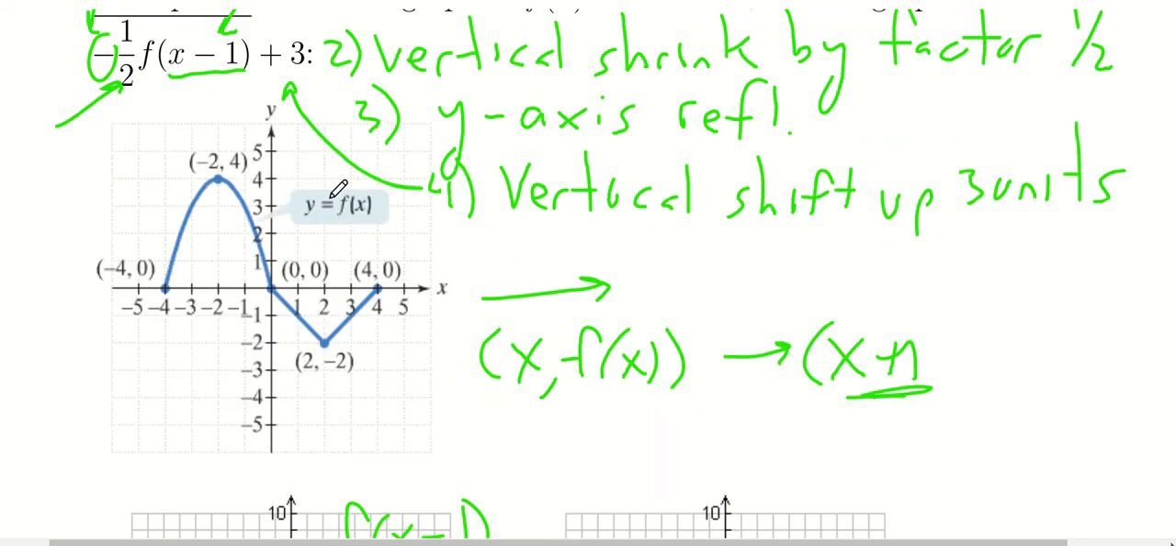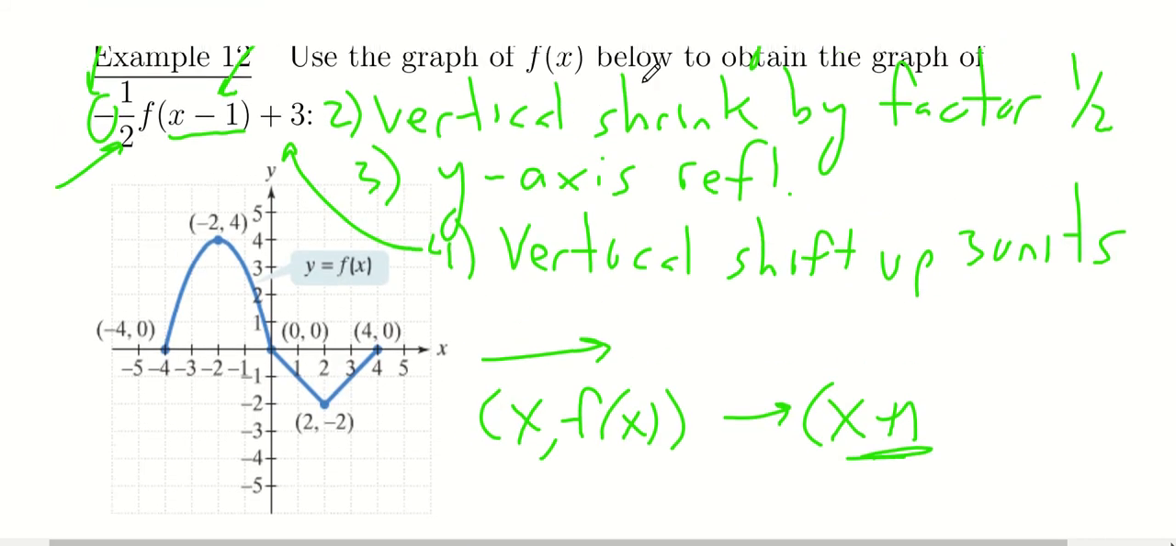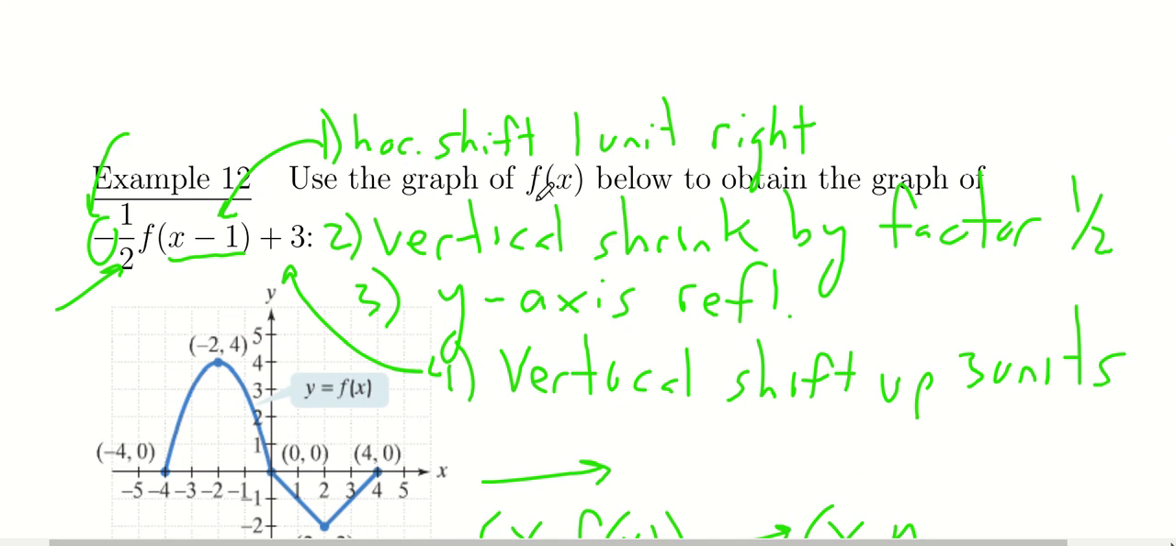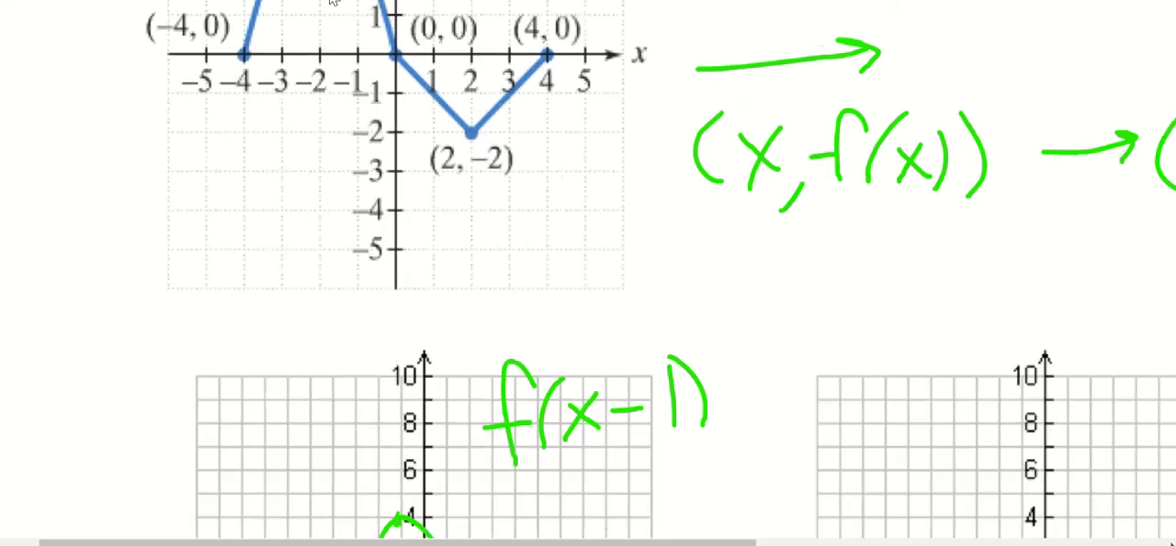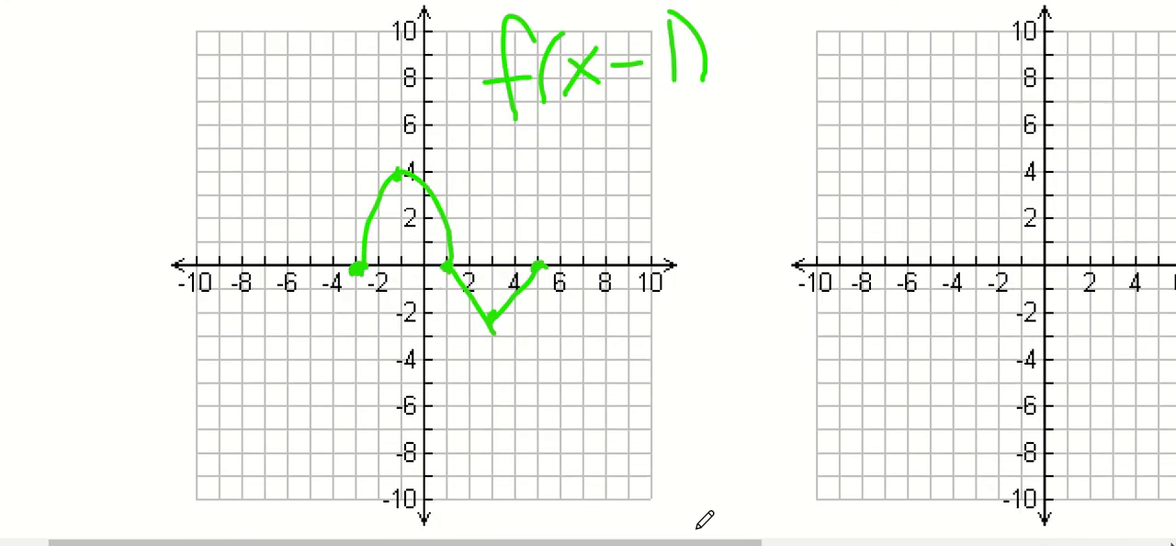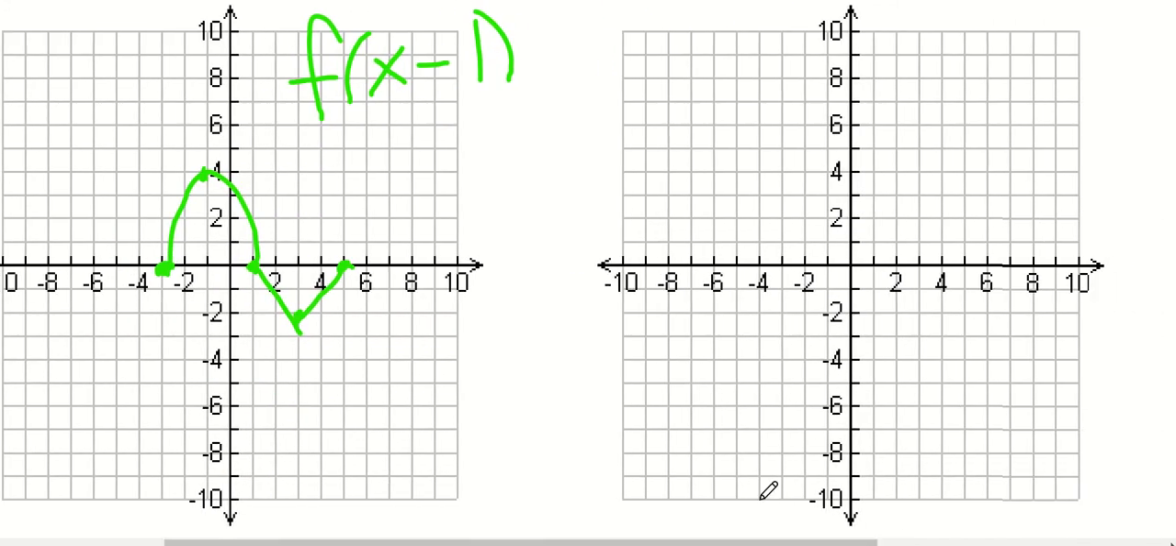So that handles the horizontal translation part. The next thing we're going to work with is the vertical shrink by a factor of 1/2. To vertically shrink this graph by a factor of 1/2, what that means we need to do is for every y value of every point we have here, it's going to have half the y value for the transformation.